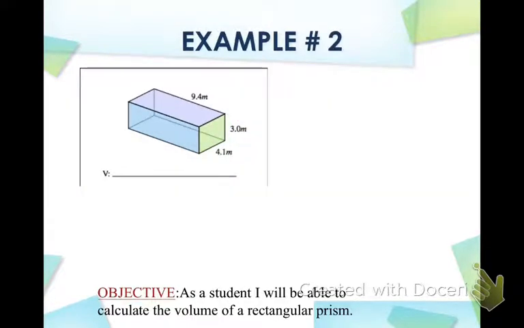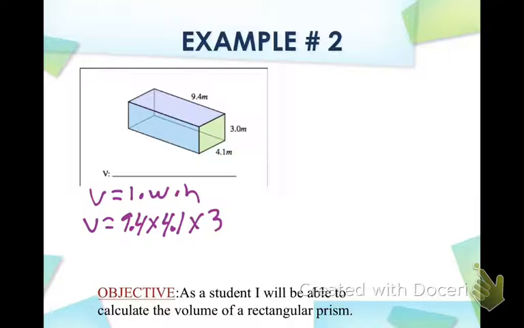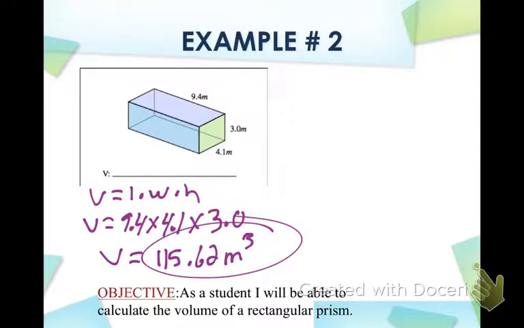Here we go. Volume equals length times width times height. Go ahead and plug in your numbers. Volume equals 9.4. We're going to multiply that by our width, which is 4.1, and we're going to multiply that by our height, which is 3.0, or just 3. You go ahead and put those in your calculator. You're going to get the volume equals 115 and 62 hundredths meters cubed. Make sure you've got it as cubed, because remember, length, width, and height is 3.